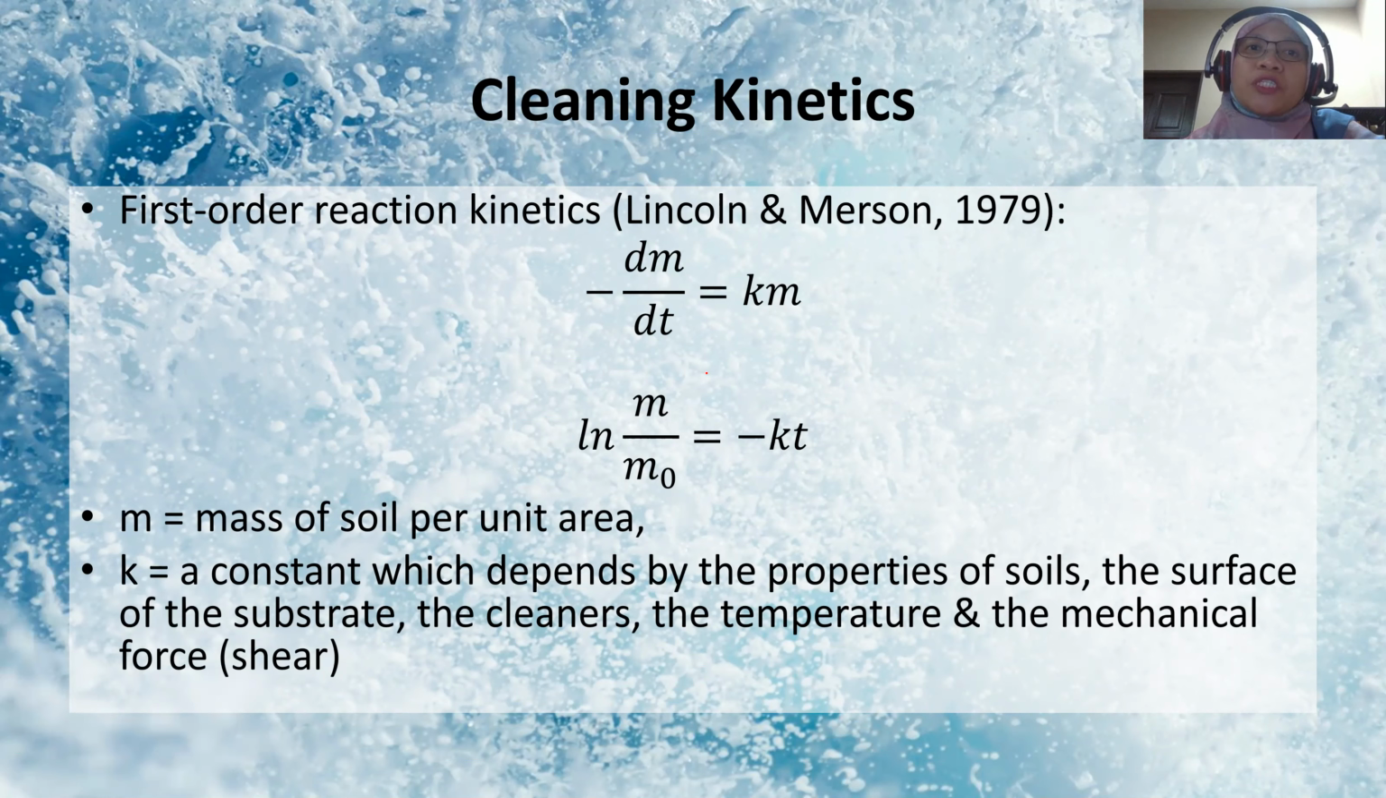So this equation represents the rate of soil removal, where M stands for mass of soil per unit area, and K is a constant which depends on the properties of the soil, the surface of the substrate, the cleanness, the temperature, and the mechanical force, which here I mean the shear force.